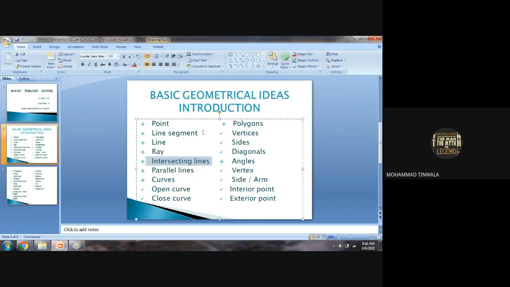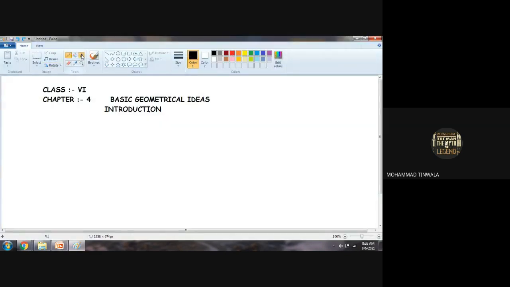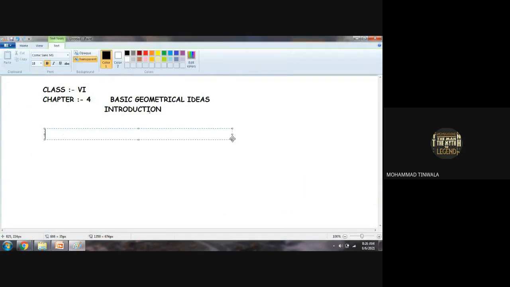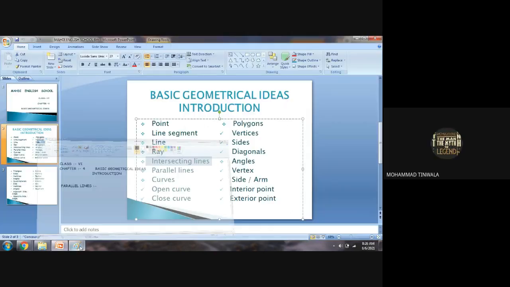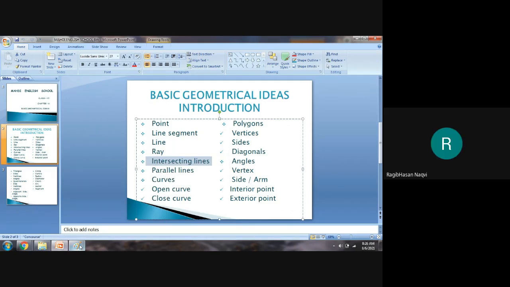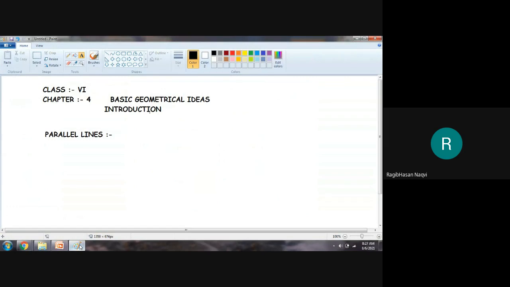Chalo, we are moving to the new topic, parallel lines. Does anybody have any idea about parallel lines? Sir, parallel lines means, I think, a vertical line.